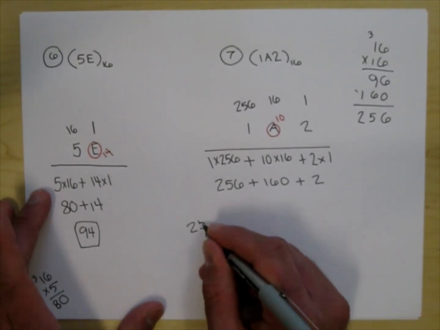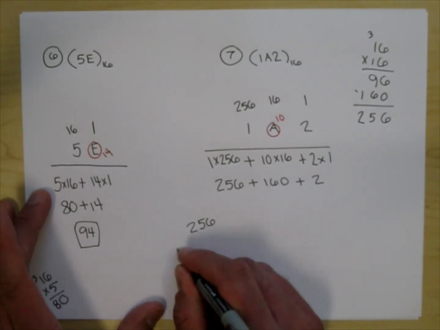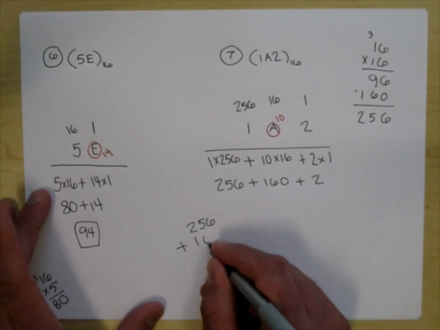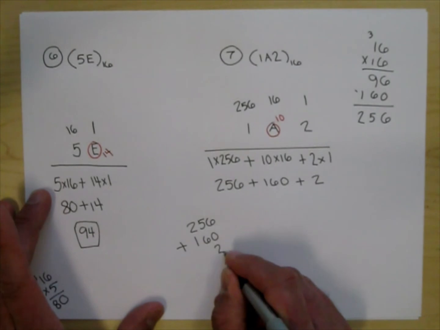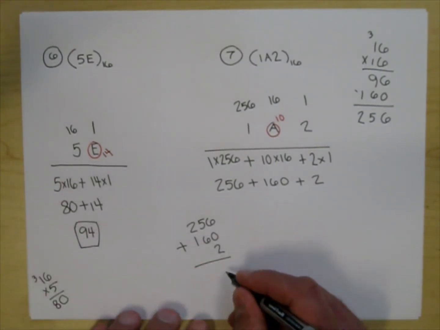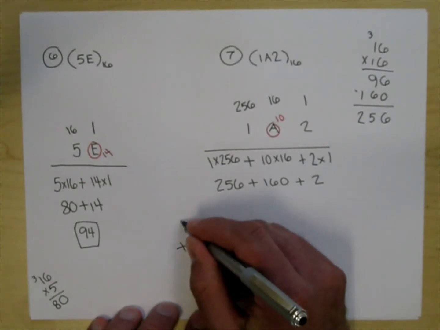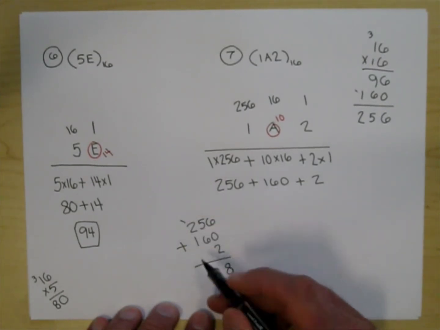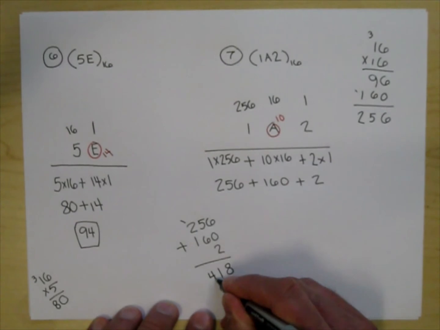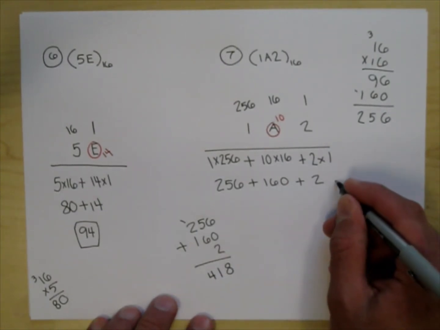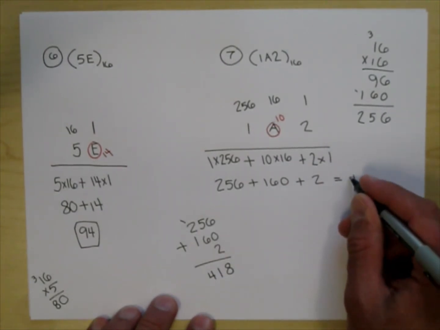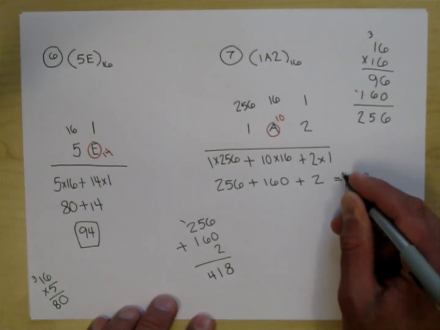So 256, I'm just lining them up vertically so I can add them more efficiently. I have an 8 there, and then 5 plus 6 is 11, carry the 1. 2, 3, 4. So the answer on this one is 418.